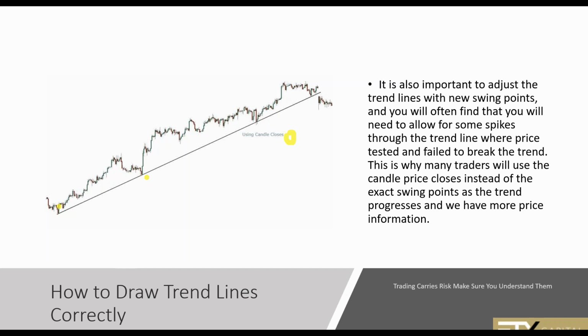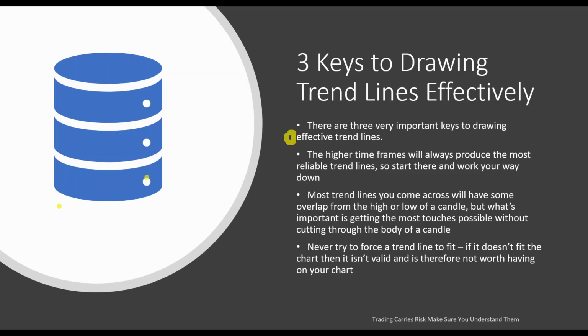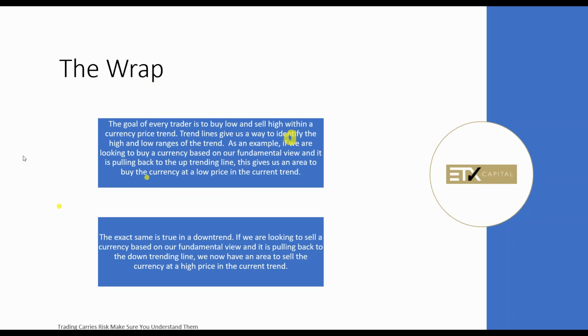It's also important to adjust trend lines with new swing points, and you will often find that you need to allow for some spikes through the trend line where price tested and failed. So there are 3 very important keys to drawing trend lines effectively. The higher time frames will always produce the most reliable trend lines, so start there and work your way down. Most trend lines you come across will have some overlap from the high to the low candles. And never try to force a trend line.